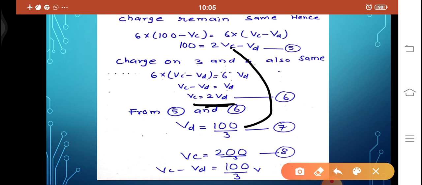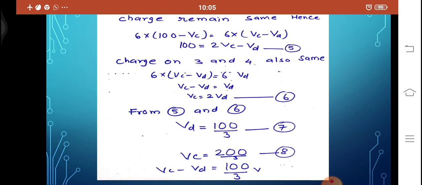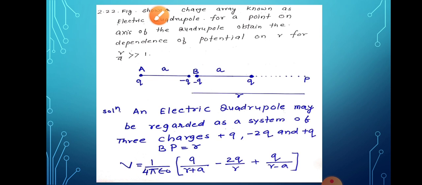Okay. Now we will see the next question. This is from NCERT. Here we have one quadrupole: plus Q, minus Q, minus Q, plus Q. With the help of this quadrupole, calculate the potential at point P as shown in the figure, given that R by A is greater than 1.